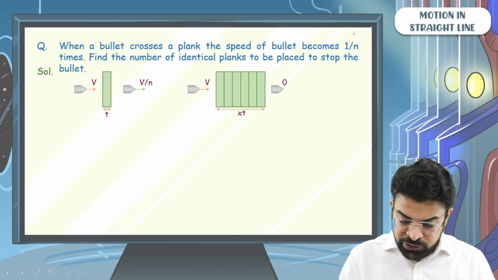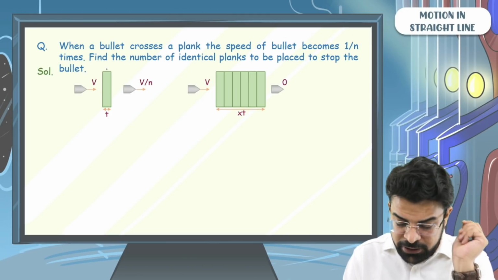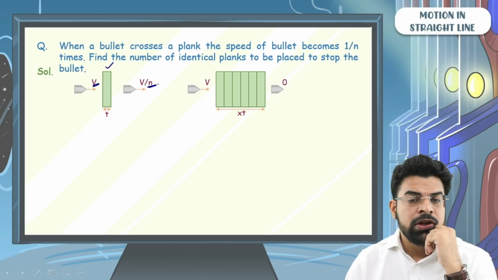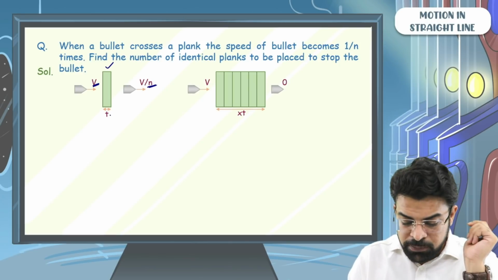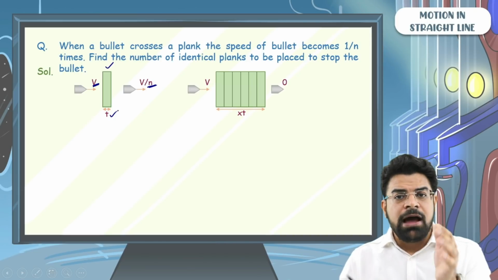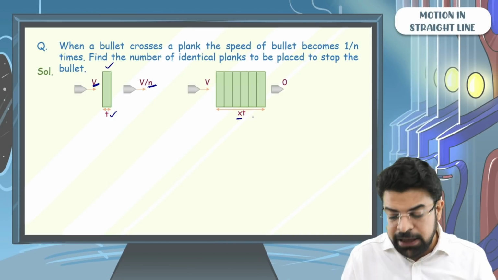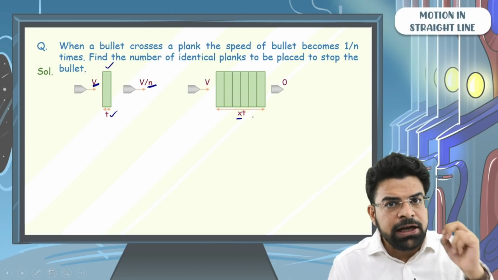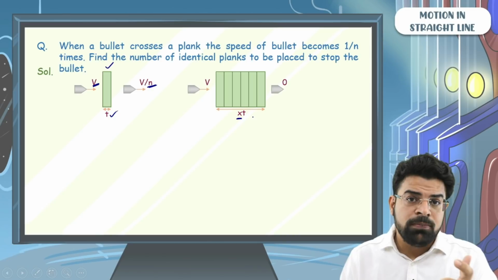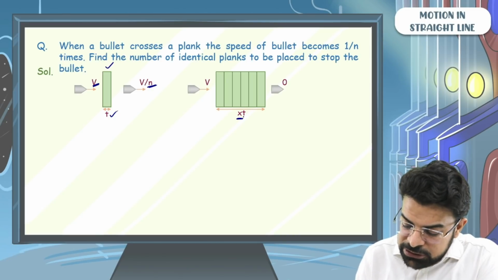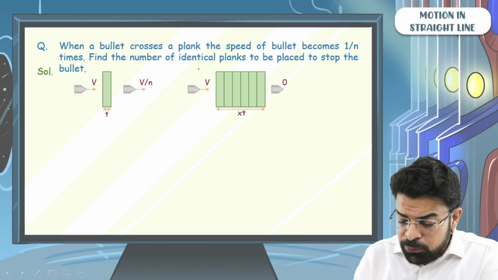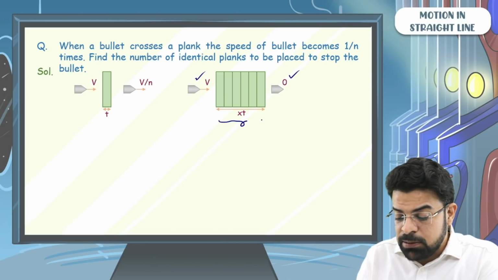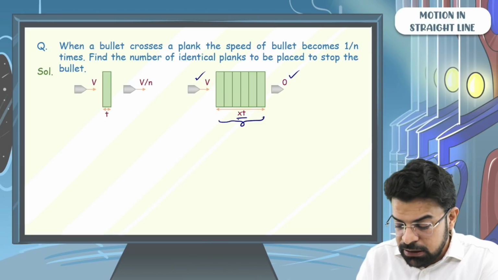So let's say this is the case. After crossing one plank, the speed of the bullet becomes 1 by n times. Let's say the thickness of one plank is t, and let's assume we have to place x identical planks to stop the bullet. The question is asking me how many identical planks have to be placed to stop the bullet. So let's say I say x planks. If when the bullet tries to cross x planks, the bullet stops, it means that the thickness that the bullet will have to travel is nothing but xt.